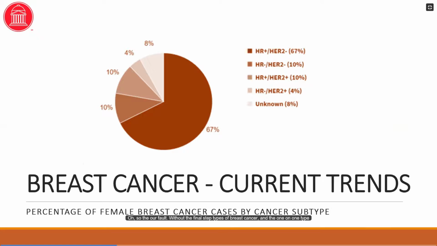So there are four well-defined subtypes of breast cancer and one unknown type. So by differentiating those different types of breast cancer, the doctor can give the patient unique treatment for each type. So the outcome will be improved a lot.